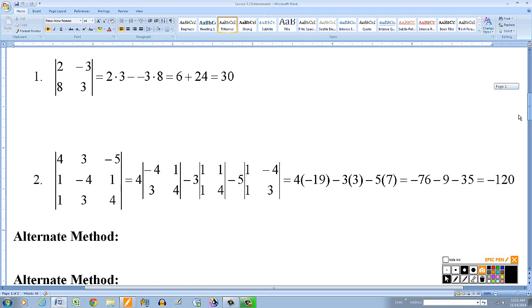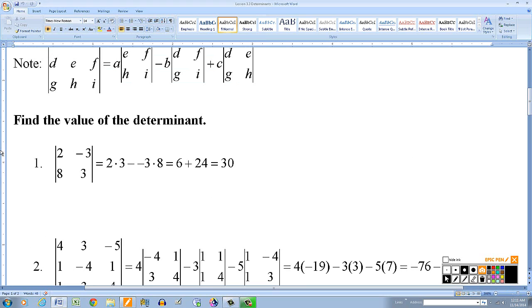Okay, so it says find the value of the determinant. So components are 2, negative 3, 8, and 3. So this is just a 2 by 2. So the first definition, you just cross multiply. So it's 2 times the 3, subtract 8 times the negative 3. This product right here, diagonally, minus the other product here. So this gives me 2 times 3 is 6. Negative 3 times 8 is negative 24. But the negative over here in front, the minus, makes it a plus, so it's 6 plus 24 gives me 30. So the value of the 2 by 2 determinant is 30.